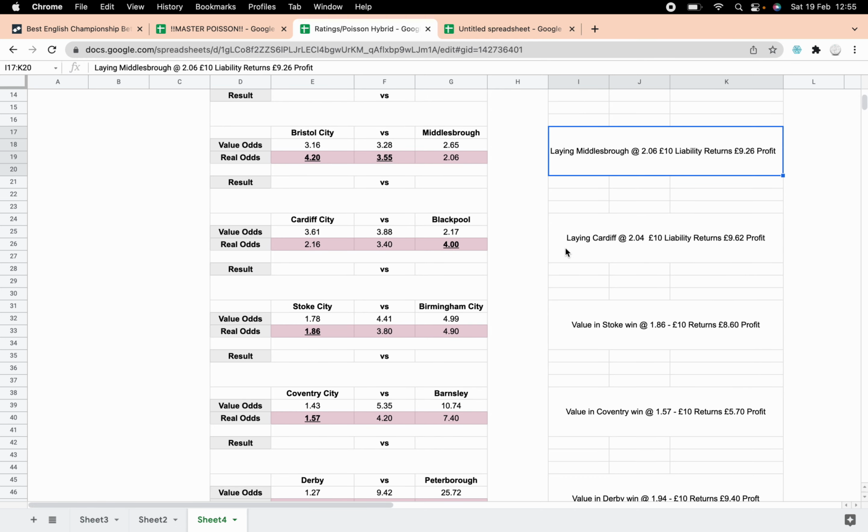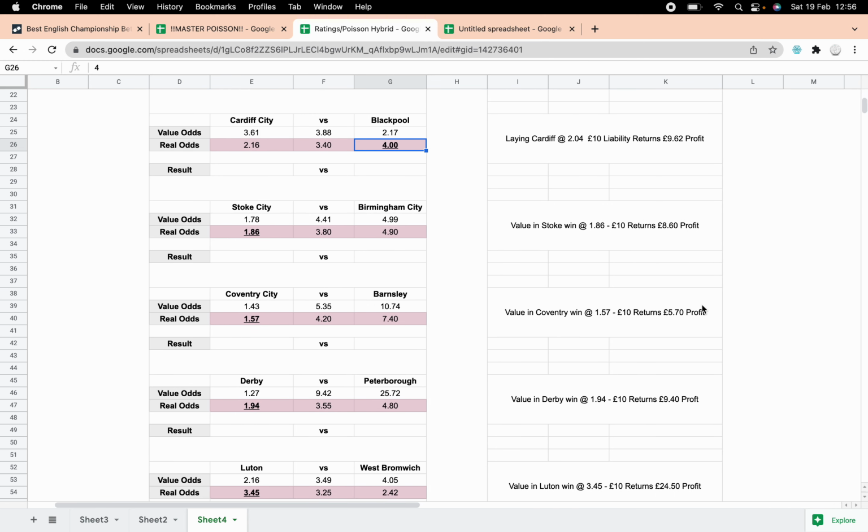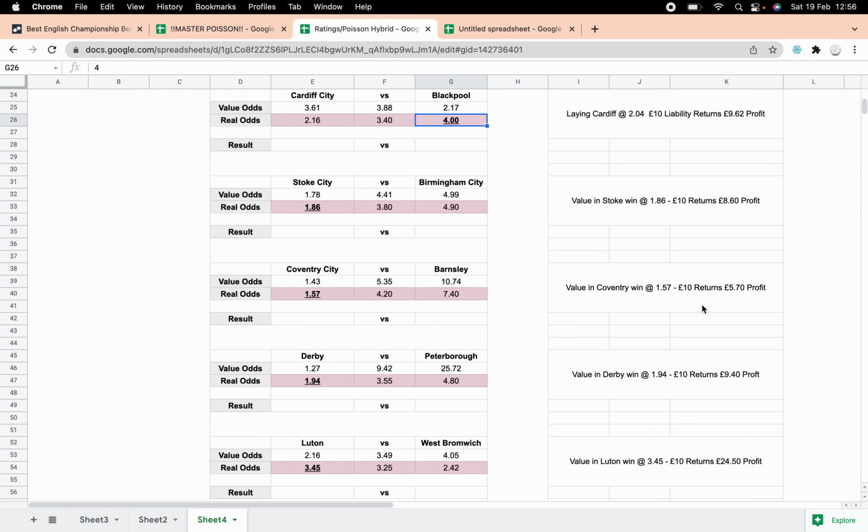Cardiff Blackpool, another lay here. The Blackpool odds are way higher than we think they should be. Cardiff are on a good run at the moment, so I mean, stats aren't everything, are they? This is an interesting one. If you're just going by the data, then you can put it on. If you're wanting to use a bit of your match analysis, then you might think twice. But I'm going to be suggesting laying Cardiff in this one at 2.04 to return £9.62. It'll be flat stakes, £10 across the board here.